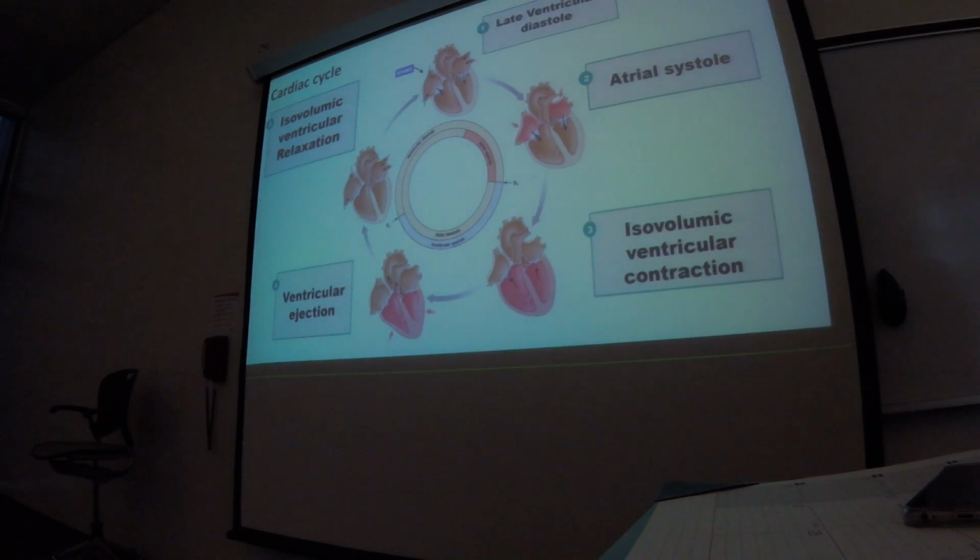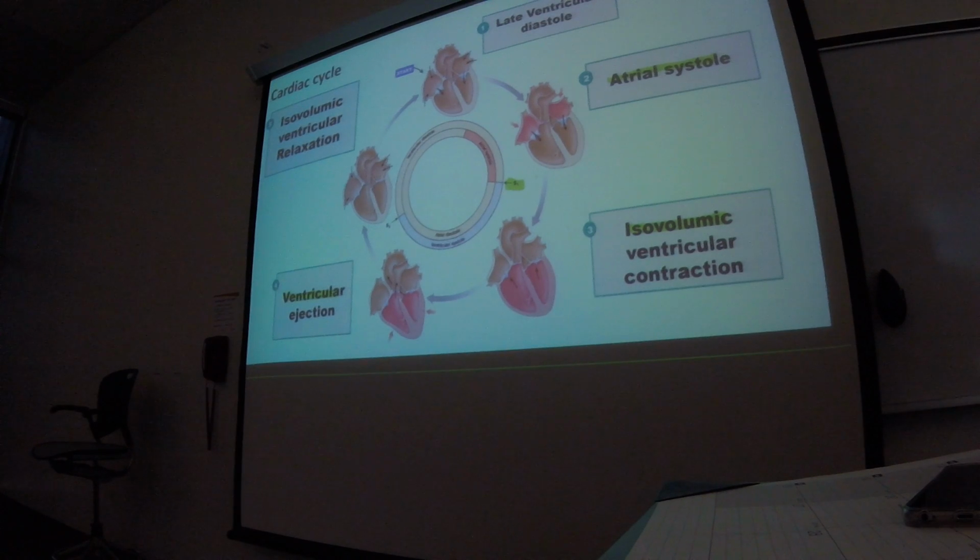So let's review this. You start in the late ventricular diastole, where the atria and the ventricles are filling up with blood passively. Then the atria contract, atrial systole, that pushes more blood into the ventricles. The valves will then close with the first sound, and this begins ventricular systole, where you first have isovolumic ventricular contraction, where pressure is building up, but the volume is not changing in the ventricles.